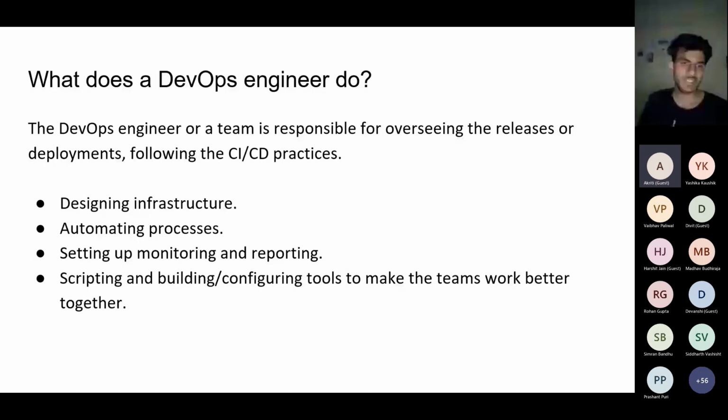And finally, scripting, building, and configuring tools, making teams work better together. Essentially, you have the responsibility of making sure the development and operations teams work together and work nicely together. You also have to write some scripts, which is part of the automating process again. So there's not much difference there, right?